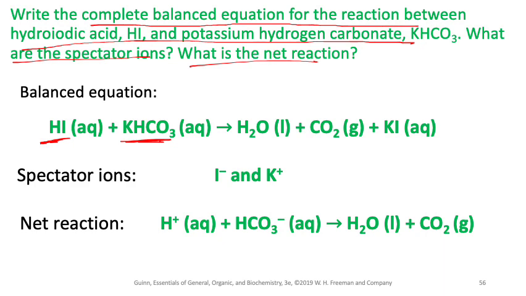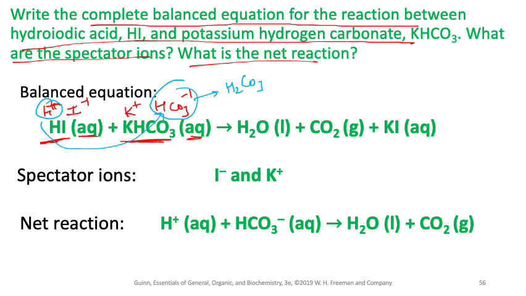We know all of these are present in aqueous form. So this is present as H+ and I- ions, and this is present as K+ and HCO3-. What's actually happening is the H+ proton is going to react with hydrogen carbonate and make H2CO3, but it's so unstable.